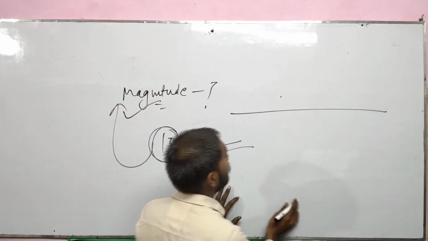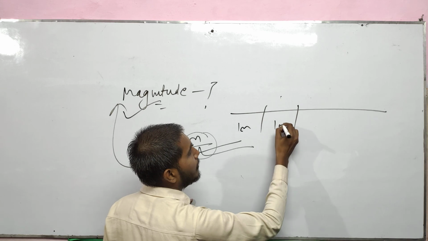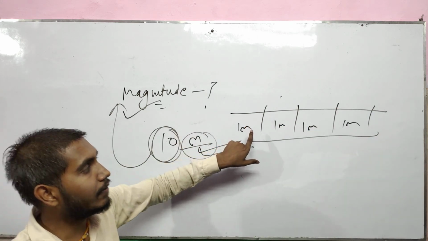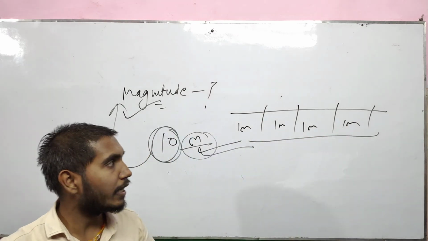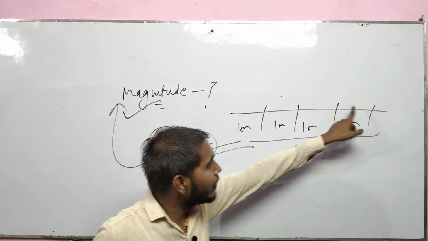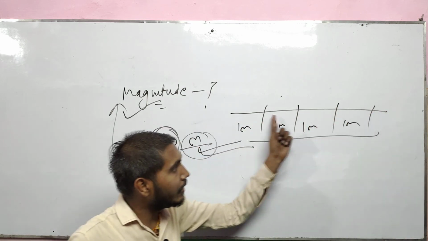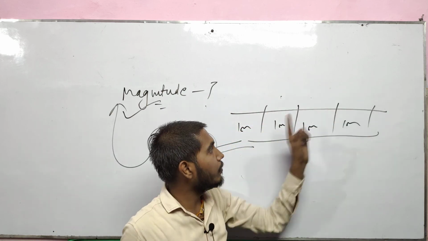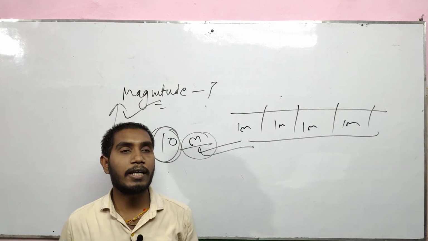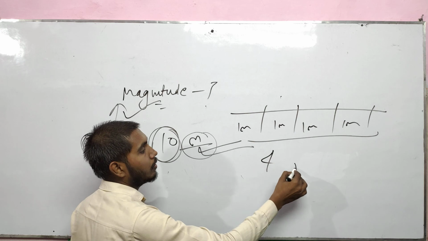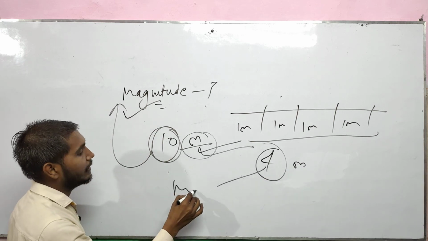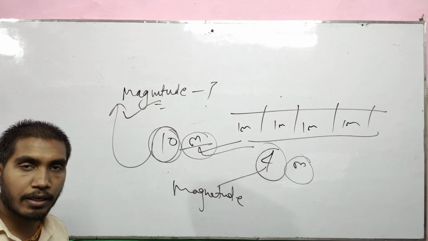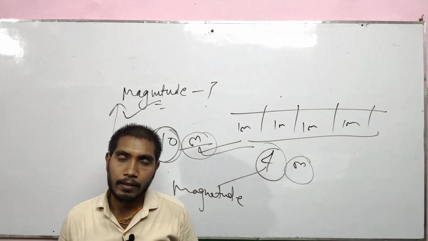Actually, this is 1 meter, 1 meter, 1 meter, 1 meter. How many times is meter involved? 1, 2, 3, 4. 4 times, to measure this line. So 4 is the magnitude and meter is the unit.